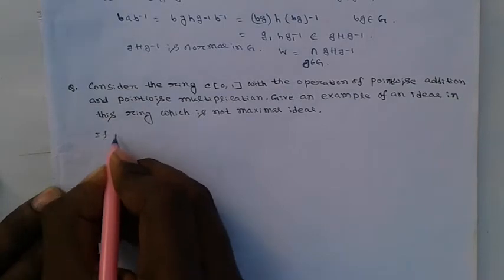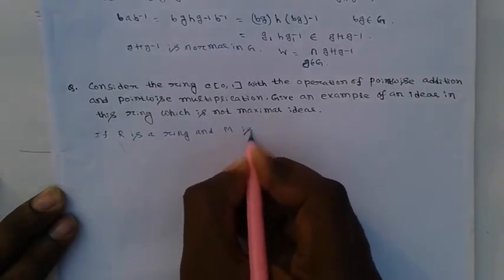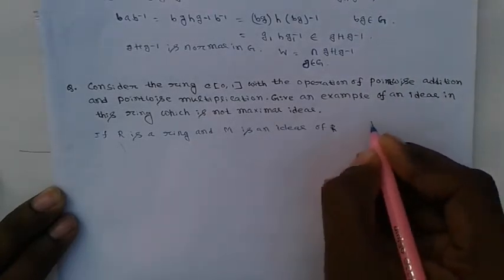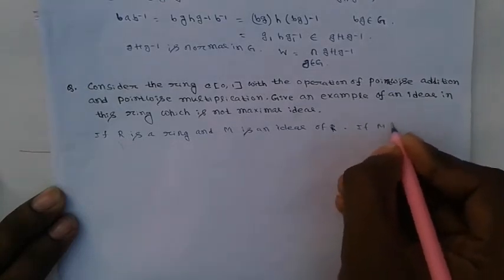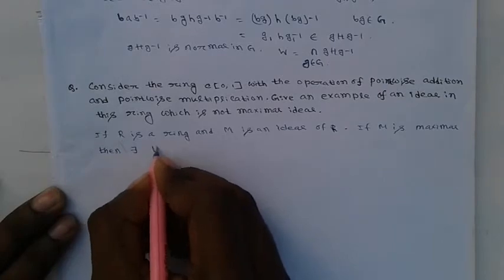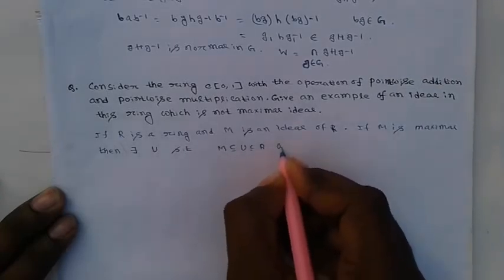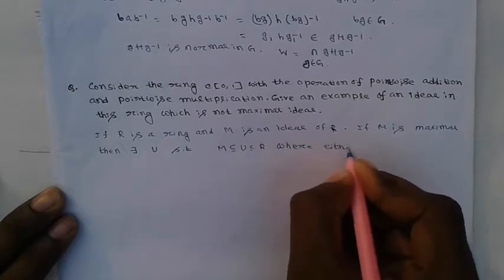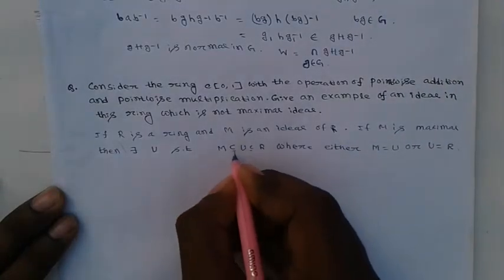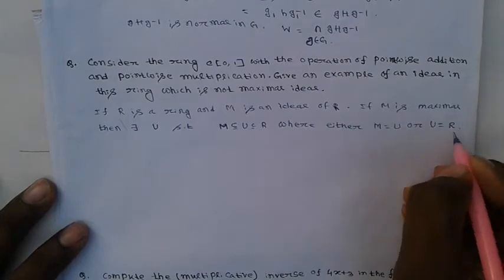Now, if R is a ring and M is an ideal of R, so when M is maximal, then there does not exist another ideal U such that M is a subset of U which is a subset of R, where either M equals U or U equals R. So M is maximal if this condition holds.